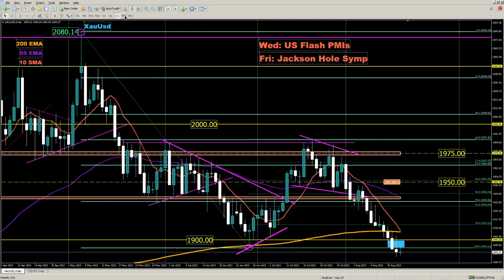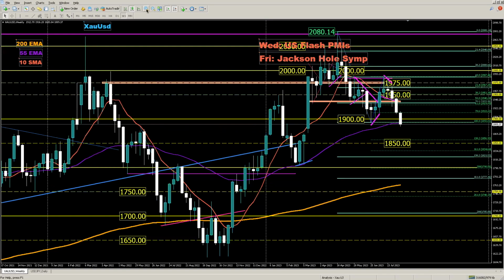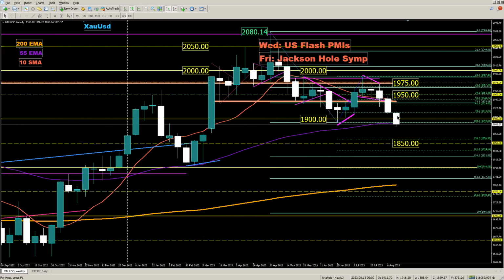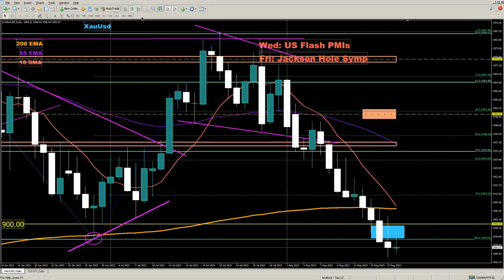And if we take a look at the weekly time frame, that's no surprise with a weekly bearish close below the weekly 55 EMA, which correlates with the daily 200, and below the swing low now. And it's looking a bit ominous if it's going to continue over the next couple of weeks to potentially reach the 138 fib extension and perhaps the 1850 round figure.